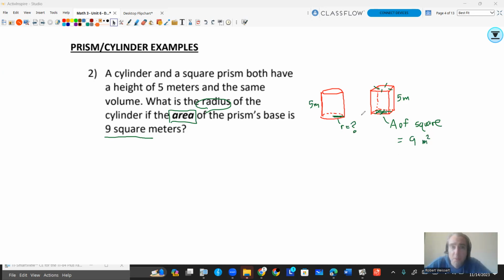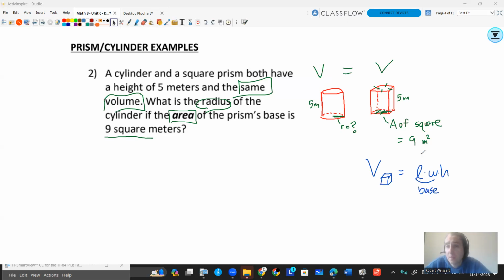So what I want to do first is figure out what the volume of this prism is, so that way I can figure out what the radius is since they have the same volume. So the volume of the cylinder equals the volume of the prism. So first we're going to figure out the volume of that prism. I can do that by doing the following. The volume of the prism is simply equal to length times width times height. The area of the base times the height.